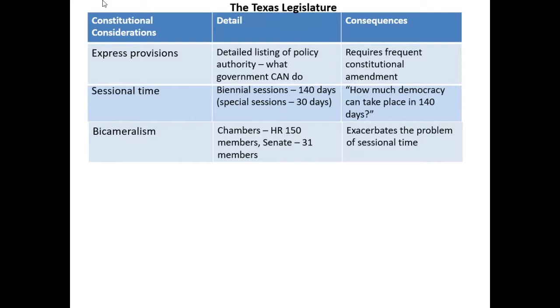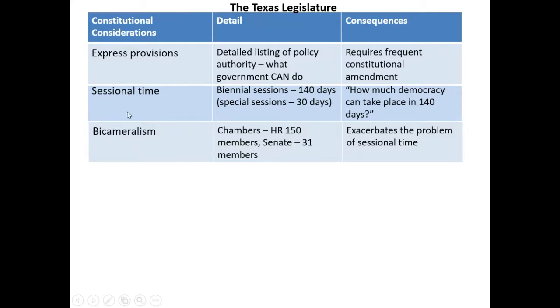Okay? And I'm going to let you pick up the details from the chapter in the textbook on the differences between the House and the Senate, Texas House of Representatives and the Texas Senate. But the one thing that I mentioned here, just these numbers indicate the number of members in each chamber: 150 members in the Texas House, 31 members in the Texas Senate.